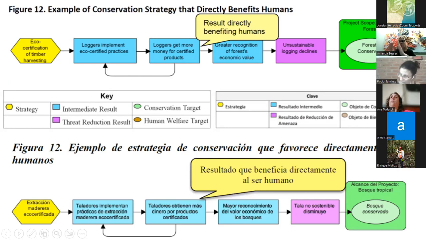Okay, so that is how you read a results chain. It's from left to right, if-then. When you create a results chain, you do it backwards. You start from, if we want the forest to be conserved.